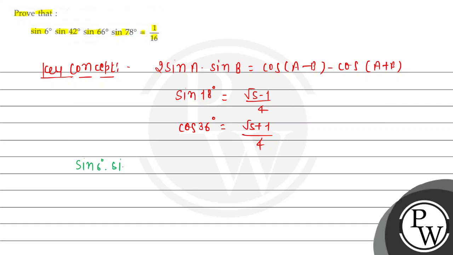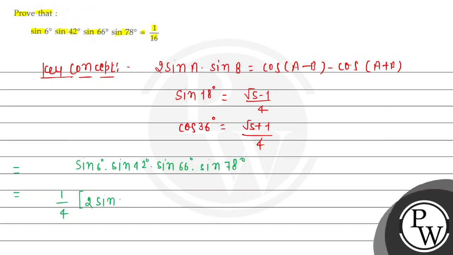into sin 42 degree, into sin 66 degree, into sin 78 degree. Okay, so in this case, what will we do? First of all, we'll multiply by 4 and divide by 4. So here we can write it like this, and now we'll distribute and arrange this.